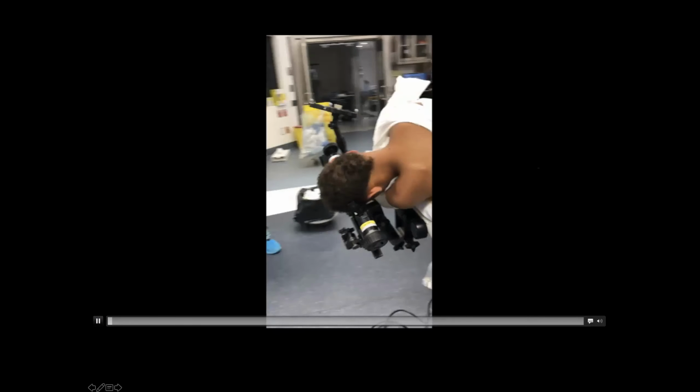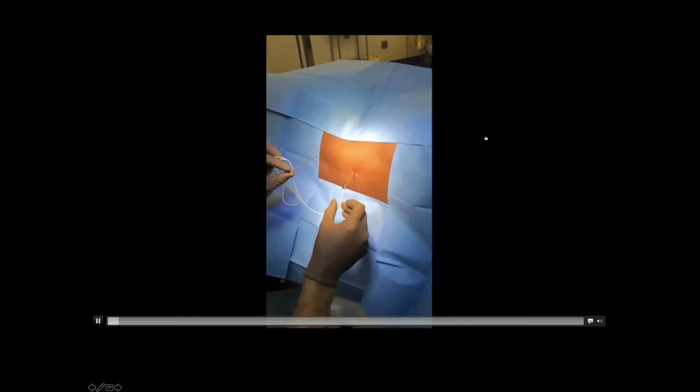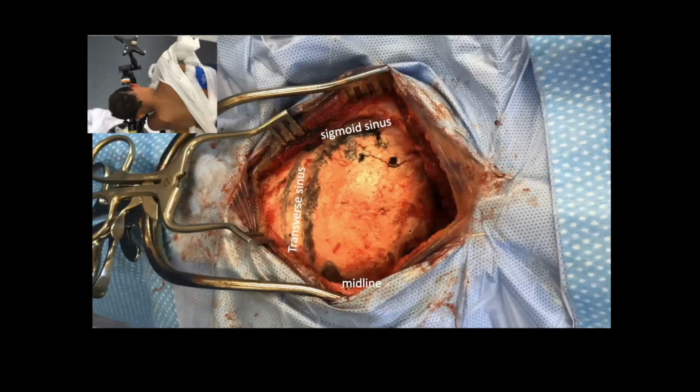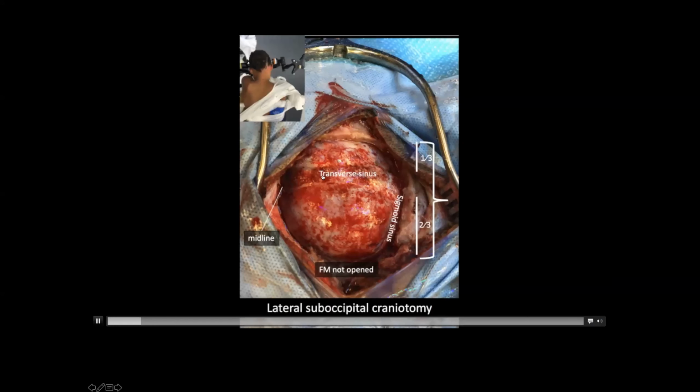So here he is positioned in a park bench position with the right side facing up. A lumbar drain is placed in order to get an egress of CSF and open up the supracerebellar space. Exposure of the suboccipital bone, transverse sinus, sigmoid sinus, and midline all need to be exposed. And again, very important, generous medial-lateral exposure from midline to sigmoid sinus, and a craniotomy that extends about 6 centimeters, 1/3 above, 2/3 below the transverse sinus. No need to open the foramen magnum.